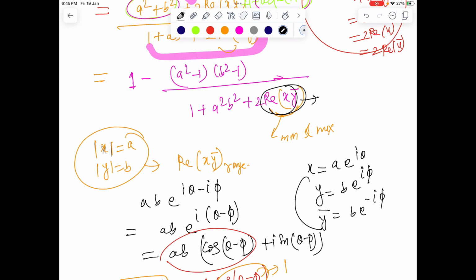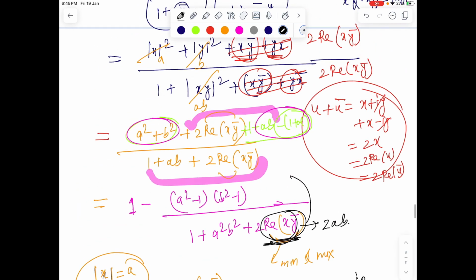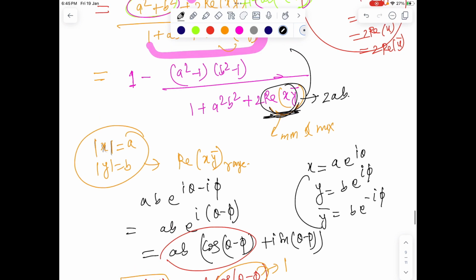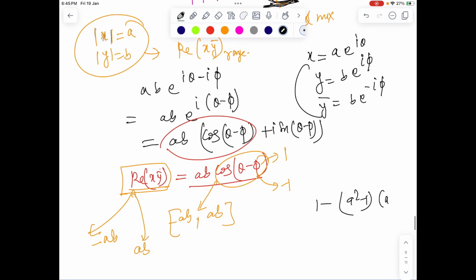So let's put the value of this. If I put this as AB, the maximum value, this will become 2AB. So if this is maximum, the entire thing will become minimum, and 1 minus that will become maximum. So mod z square max will be when this quantity is 2AB. Okay, so if we put that 2AB, what will we get?